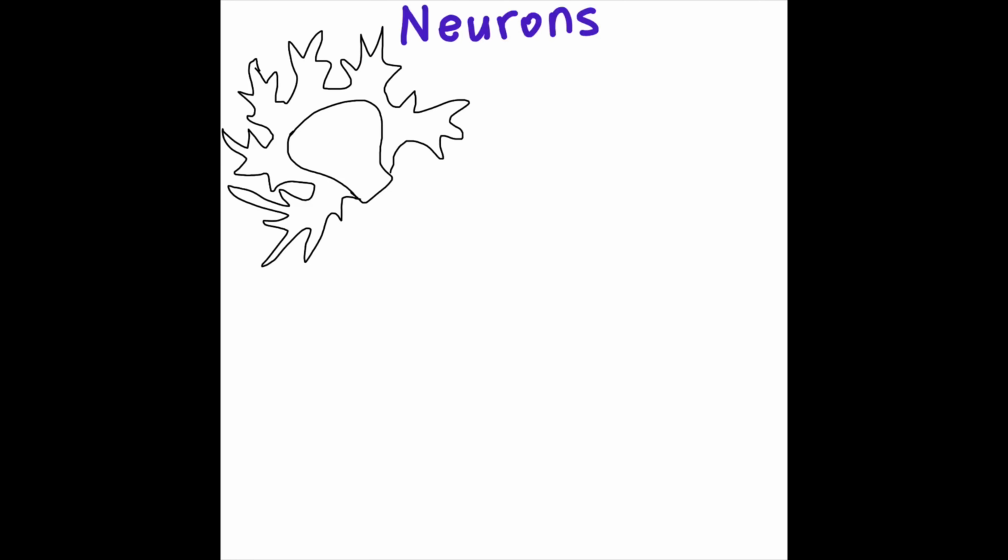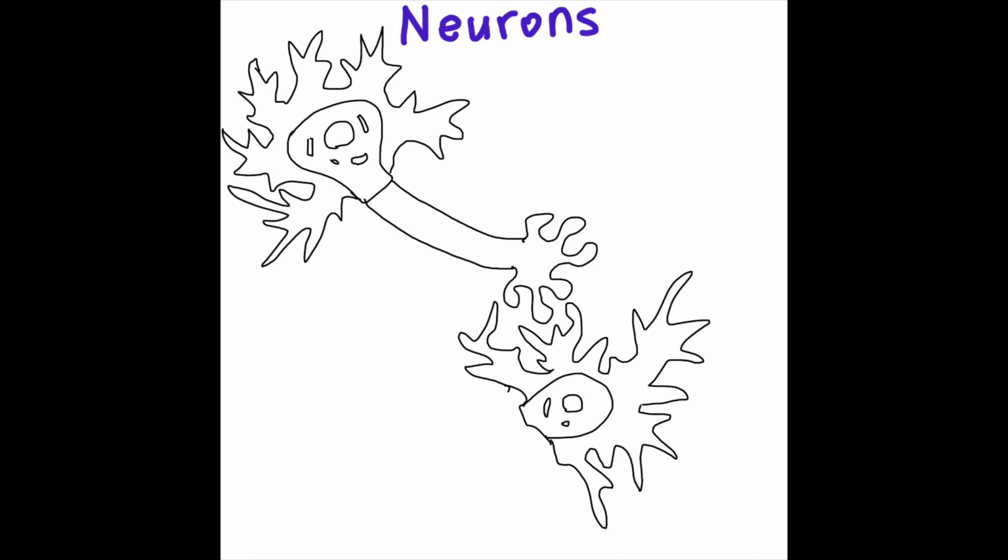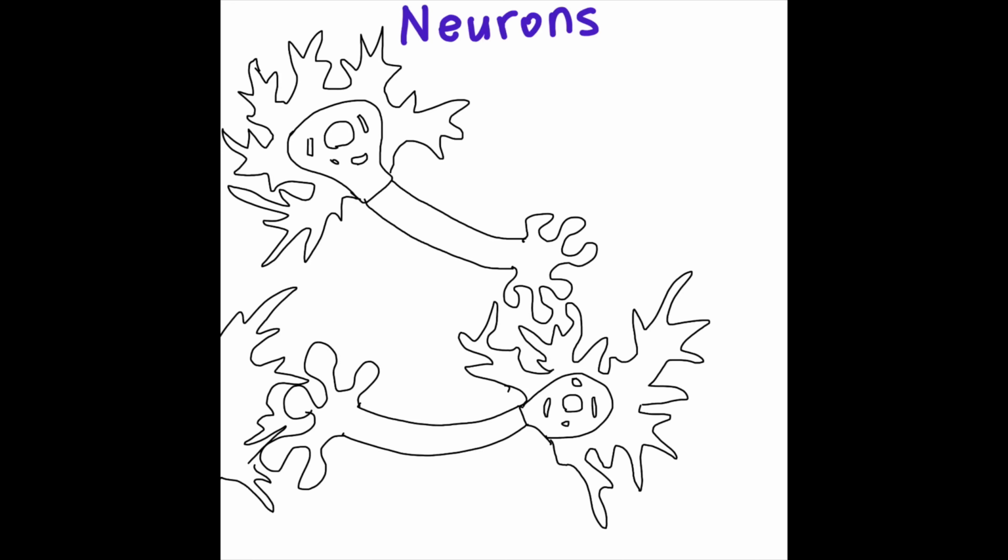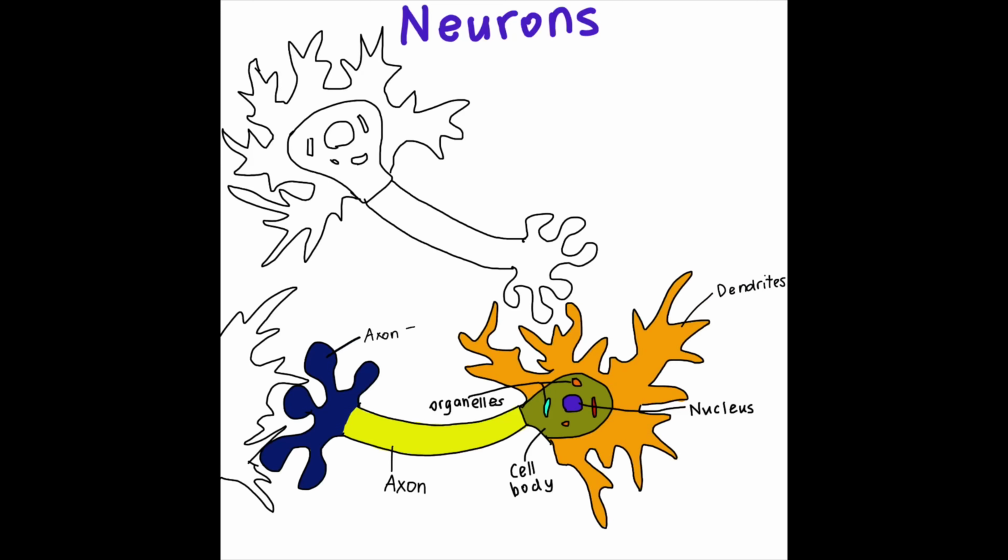We've talked about the central nervous system and the peripheral nervous system, but what are these systems made of? Well, they're made of nerves, and nerves are made of nerve cells called neurons. A neuron has a cell body with a nucleus and organelles just like any other cell. But what makes it special are its dendrites, axon, and axon terminal.